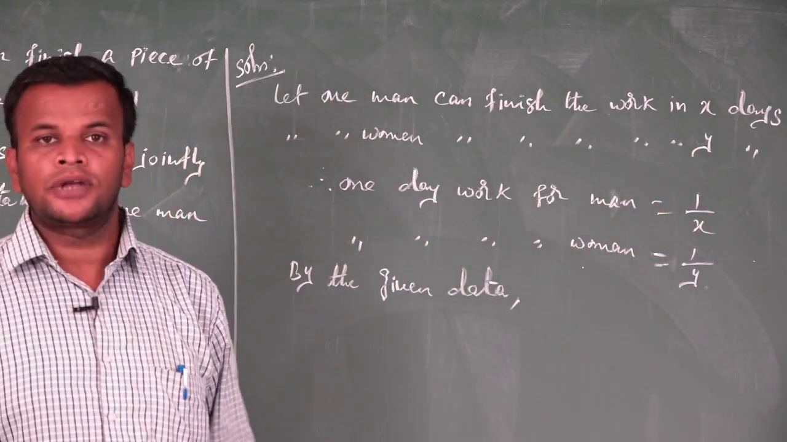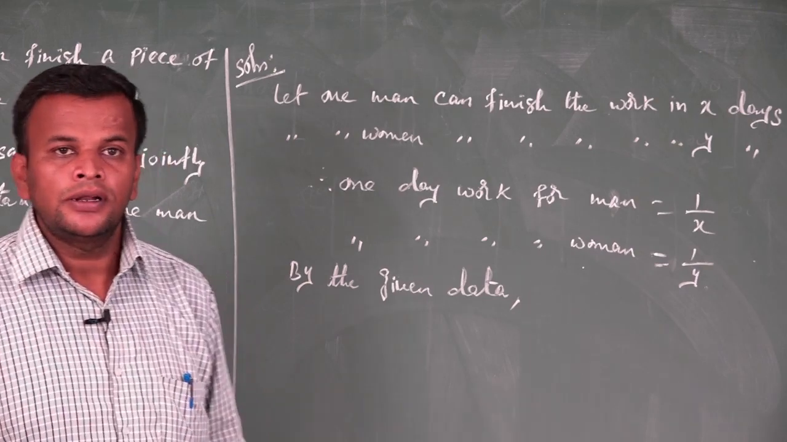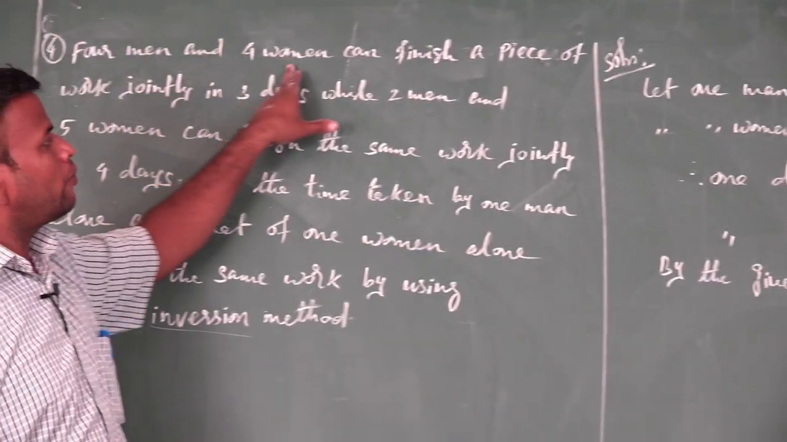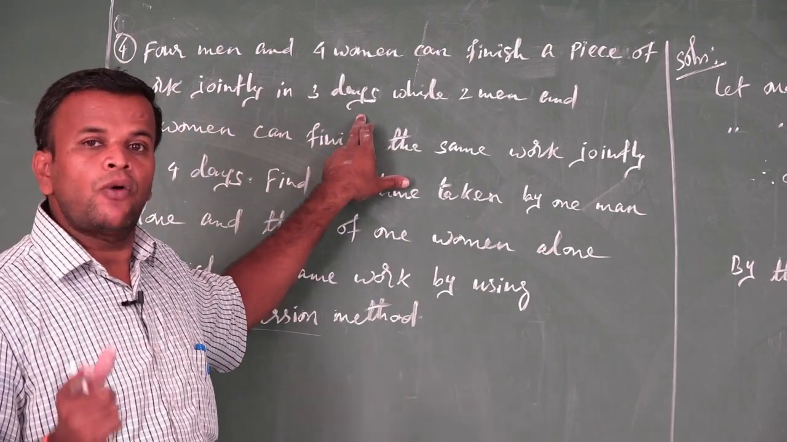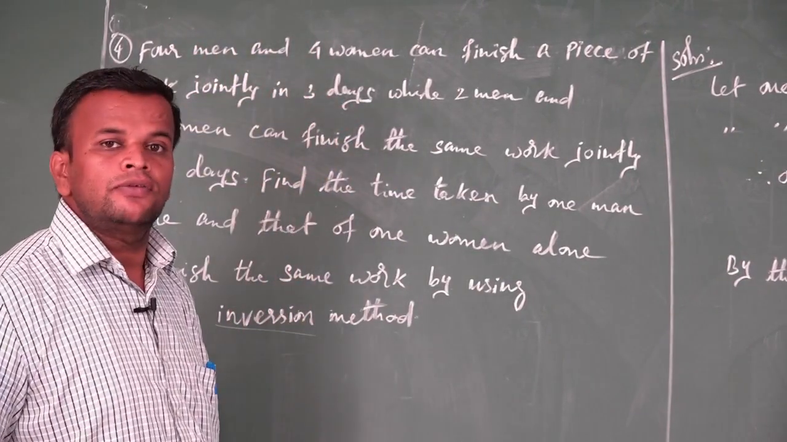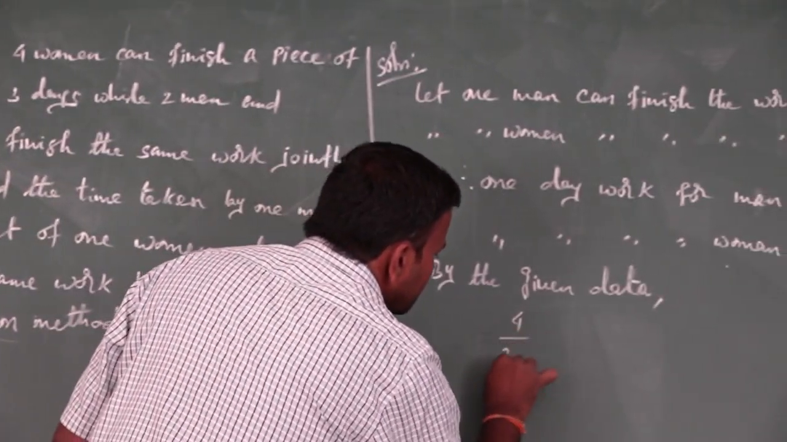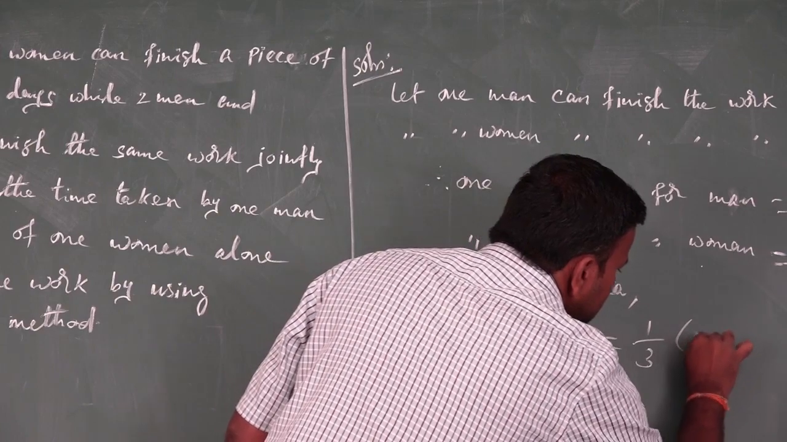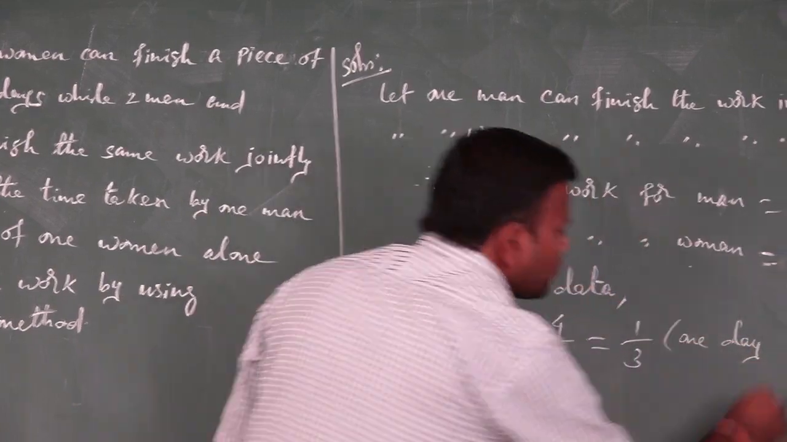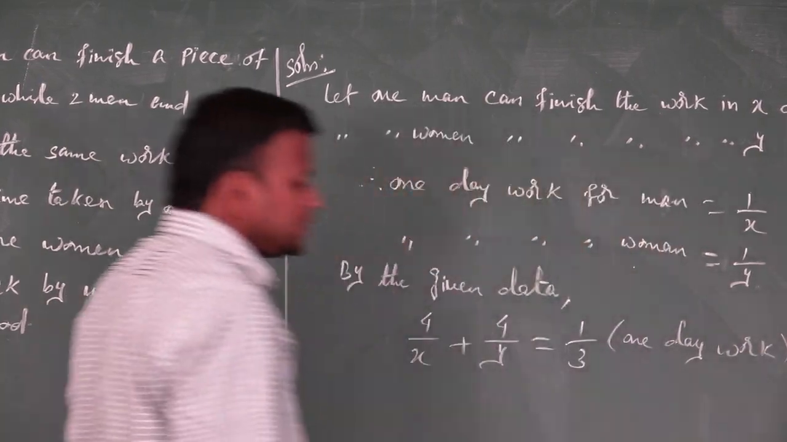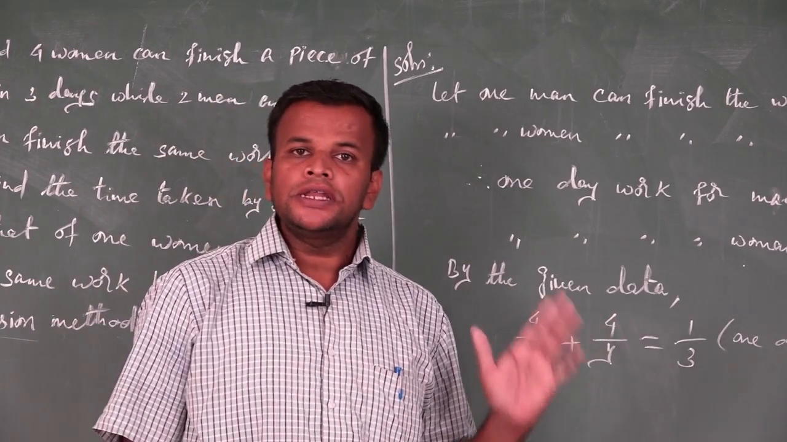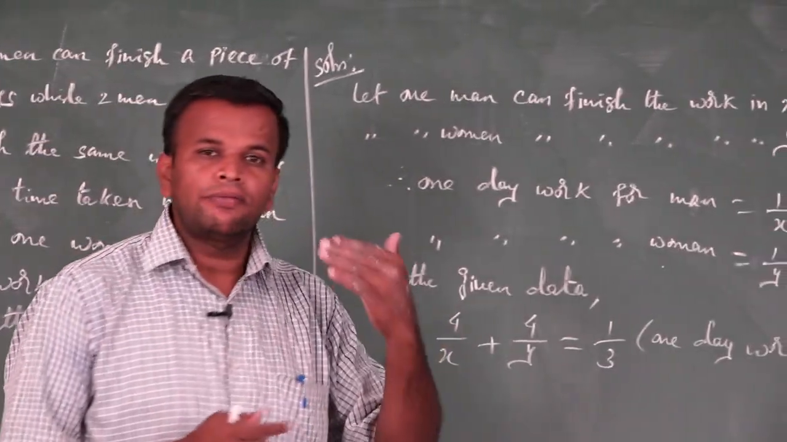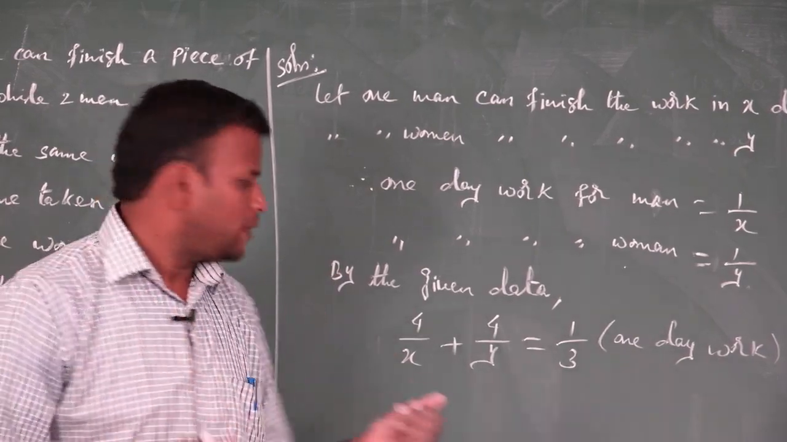Next, by the given data. First of all, how many men and how many women together? 4 men and 4 women can finish a piece of work jointly in 3 days. Now what is the 1 day work for 4 men and 4 women? We write 4 by X plus 4 by Y is equal to 1 by 3. That is, these 4 men and 4 women can finish the work in 3 days. What is the work of 1 day? So 4 by X, that is 1 by X plus 1 by X plus 1 by X plus 1 by X, we get 4 by X.